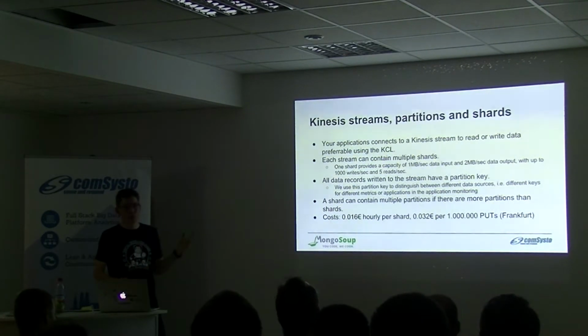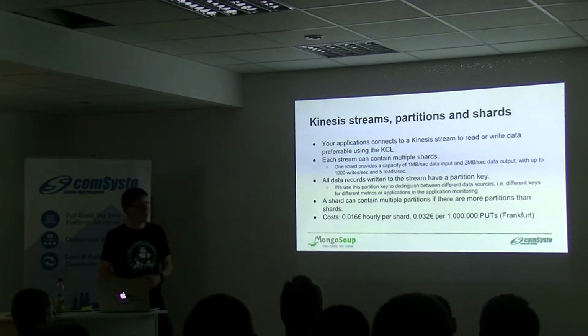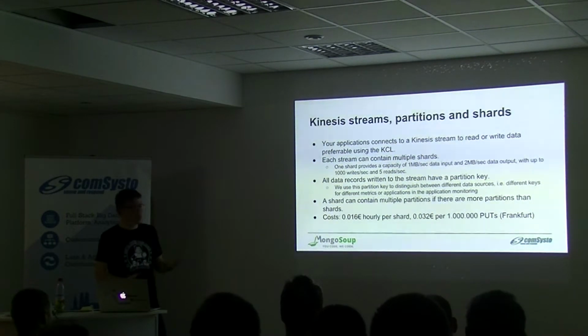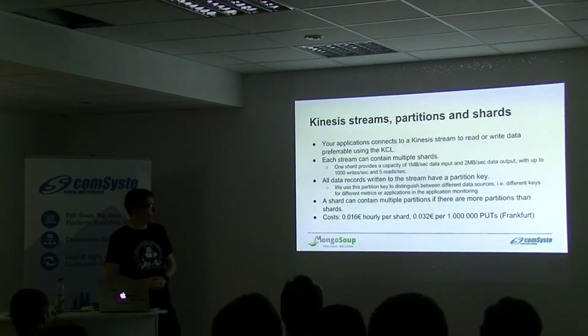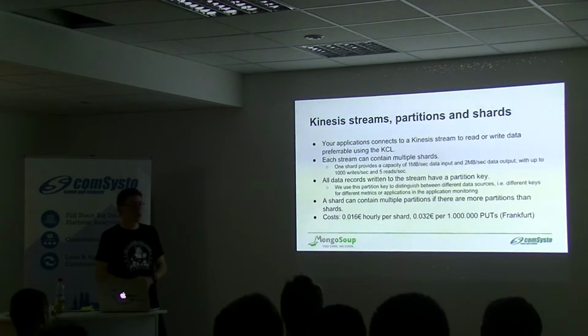So if you have application monitoring, you probably have a partition key called page views, one called CPU load, and one partition key called response time. And if you have only one shard, of course, all this data is written to this shard. If you have two shards, it's split up. And if you have two shards, the performance increases, and the costs on AWS are computed per shard.